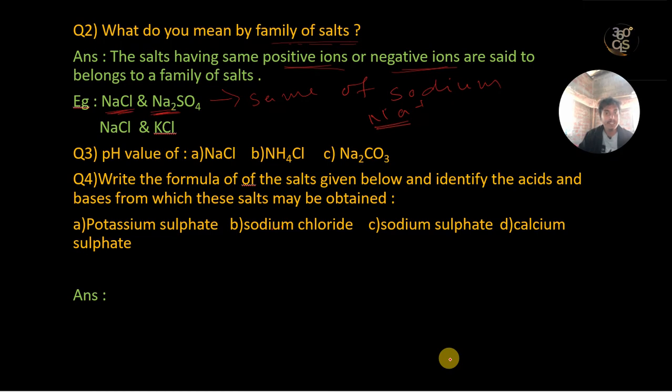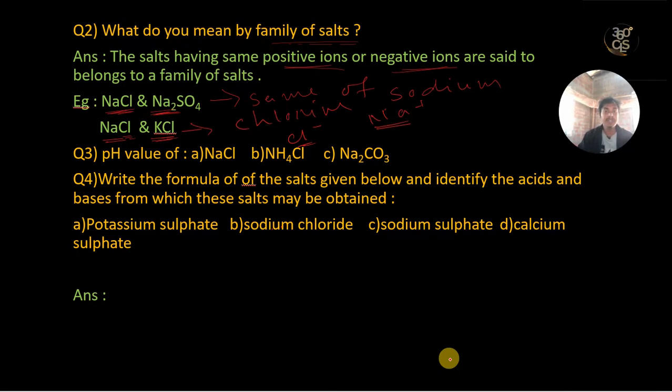And one more example is that NaCl, sodium chloride, and potassium chloride, that is KCl, both belong to the same family of chlorine. Why? Because both the compounds contain the same negative ion, that is Cl. So these belong to the same family of salts.